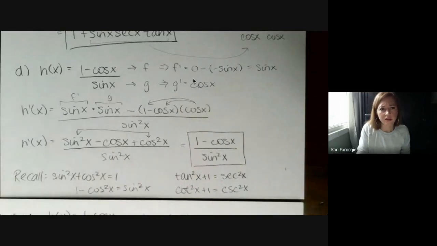You can manipulate them however you need to in order to use them to simplify your expressions. I'm just verifying that those are indeed on your sheet. Yes, they are. Pythagorean identities. It's like halfway down your trig cheat sheet.